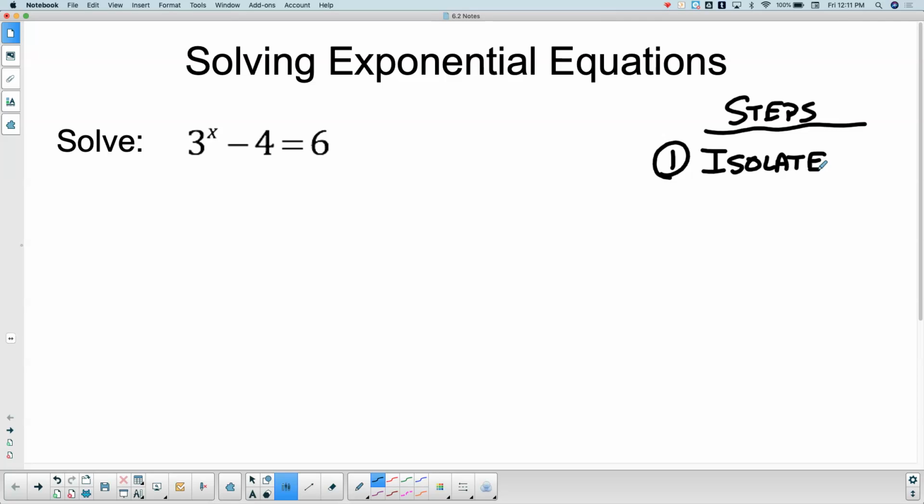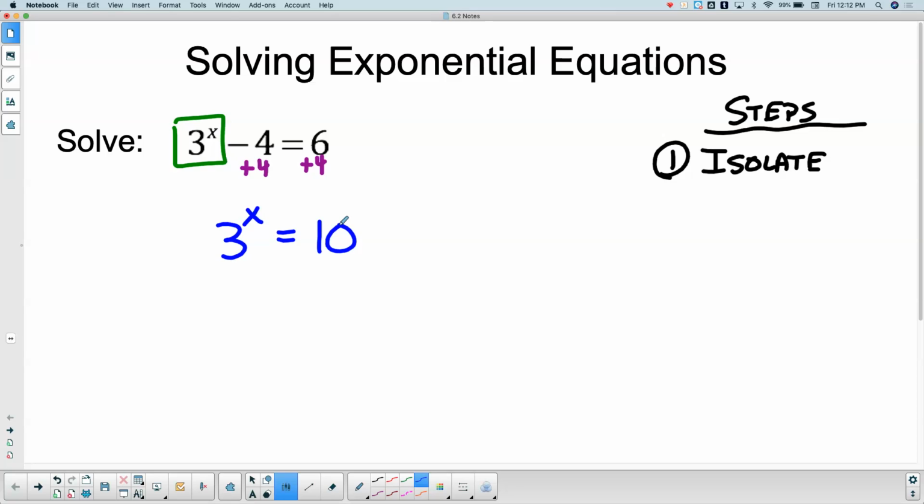So in this particular problem, this is the exponential term. I need to get that by itself. It's the only thing on either side. I don't care which side it goes on, but that's the only thing that needs to be on there. So that would be a plus 4. That gives me 3 to the x power equals 10. All good.